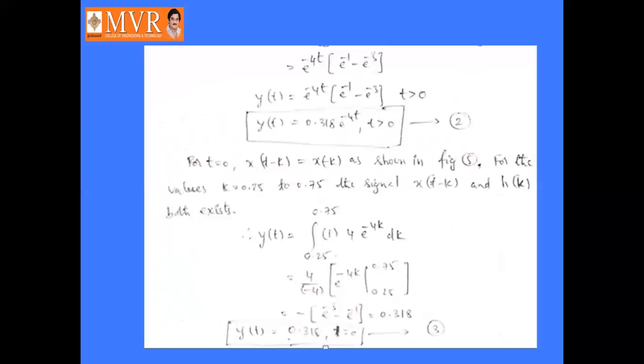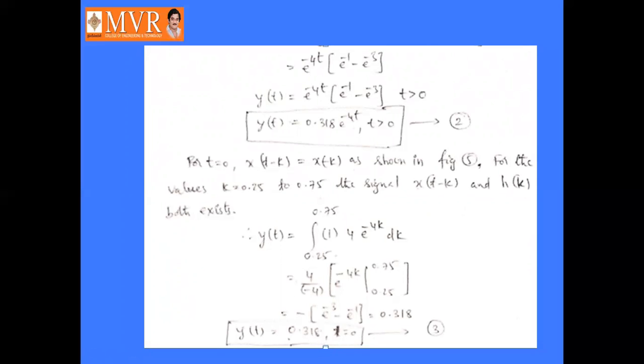So it is e power minus 4 into t plus 0.75 minus e power minus 4 into t plus 0.25. Okay, by simplifying this, e power minus 4t into e power minus 1 minus e power minus 3, for t greater than 0. So its value is 0.318 into e power minus 4t for t greater than 0. So this is equation number 2. Earlier one is the y of t value for t less than 0.